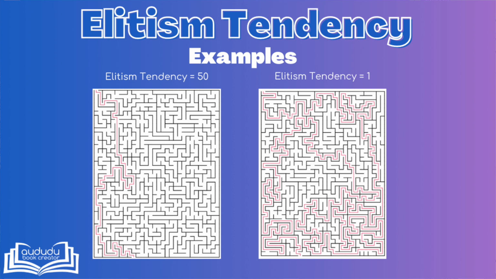You can use this to increase the difficulty of your puzzles. So the smaller you make this number, the more difficult the puzzle is going to be to solve. So if you want your puzzles to be more difficult, you're going to want to use the smaller elitism tendency numbers. If you want them to be easier, use a bigger elitism tendency number.